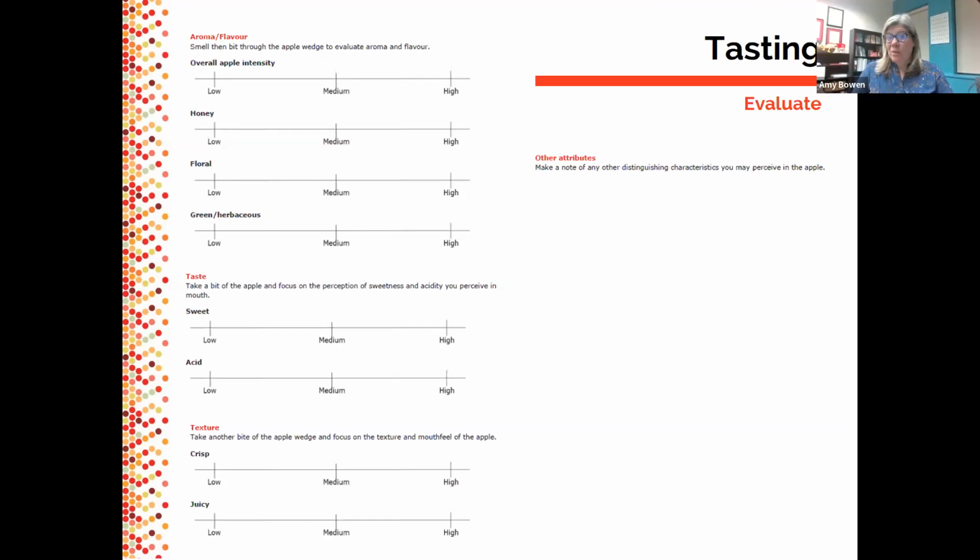So now is what most people think of when you think of tasting, which is eating the apple, but we always want to use your aroma first. So you're going to take the apple and bite right through it. We want you to eat the skin and the flesh at the same time. And then think about, do you perceive sweetness or do you perceive acidity as you're chewing on this apple?